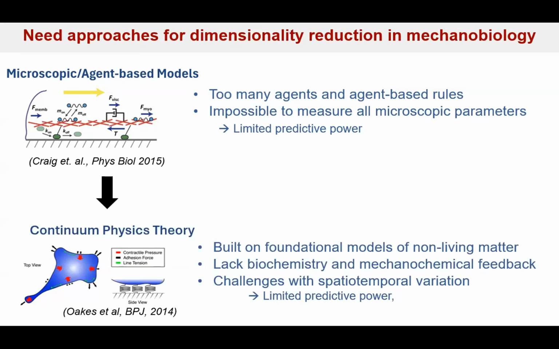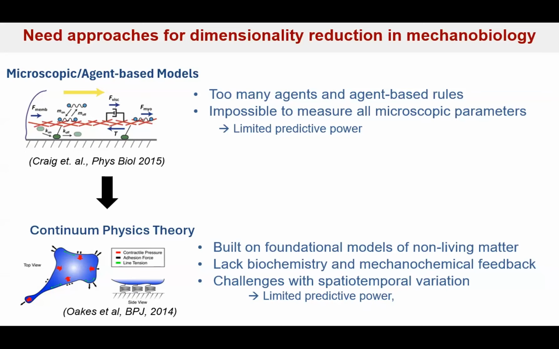On the other extreme is what the physicists' field considers the best way of doing things, which is a continuum physics-based theory, which is great. But they're often built on foundational models of non-living matter, right? So you're missing new types of interactions or potentials. They completely lack any biochemical reality or function, right? And so there are real challenges with understanding these adaptation rules, the spatial and temporal variation that occurs that we know is important for cell function, right?